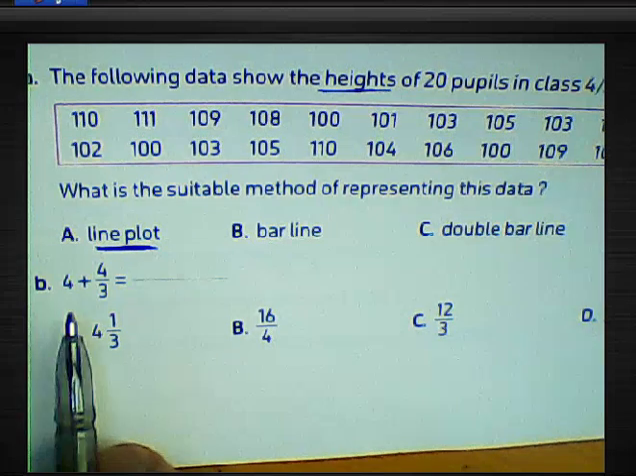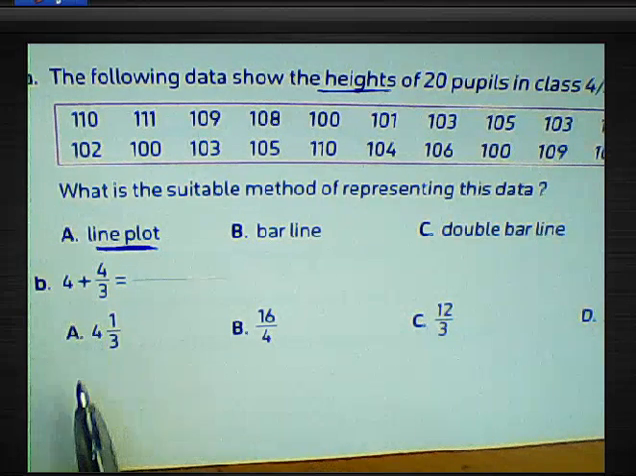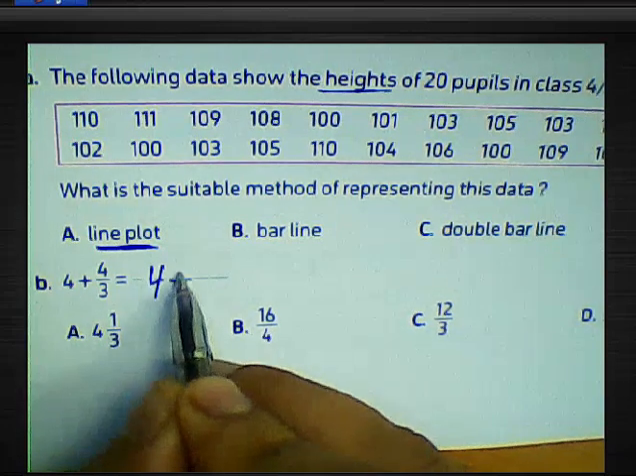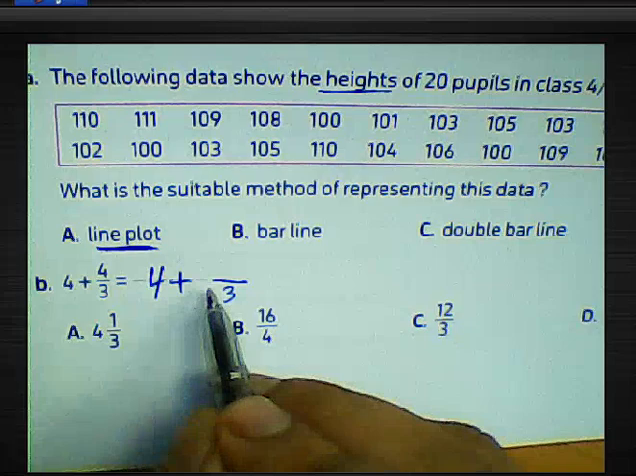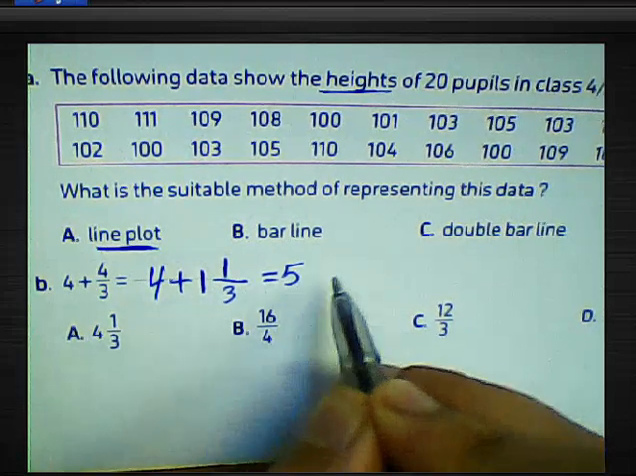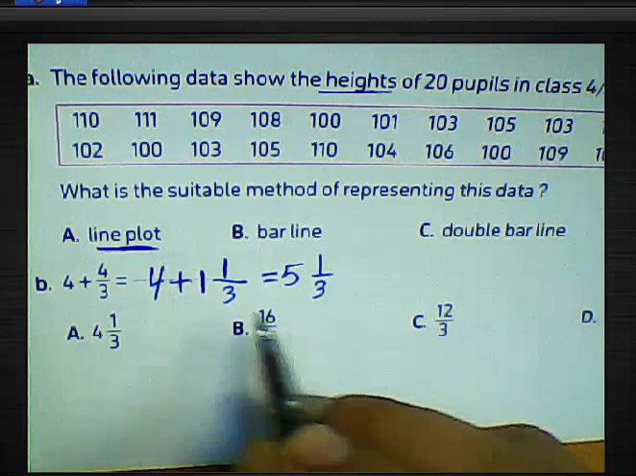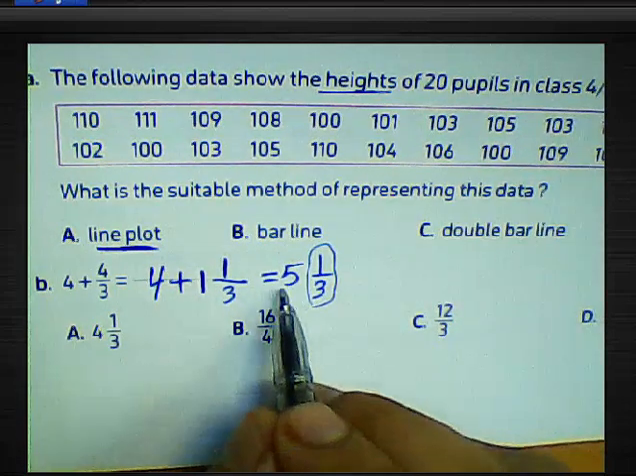And what about 4 plus 4/3? We can add them. 4 plus 4/3, we write 3 here. 4 divided by 3 equals 1 and remainder 1. 4 plus 1 equals 5, and the fraction is thirds. The result will be 5 and 1/3.